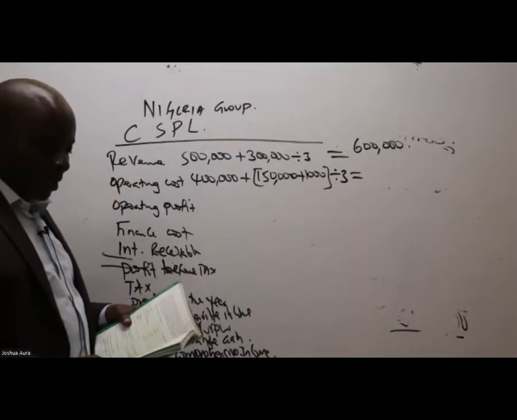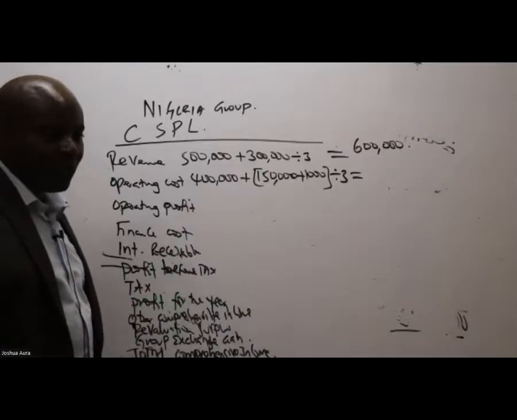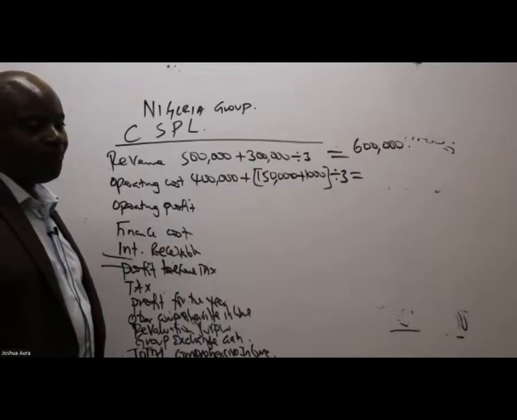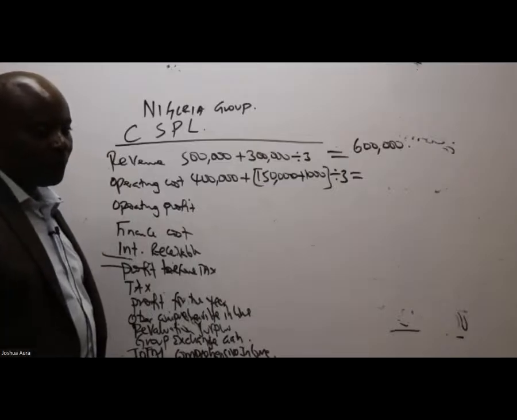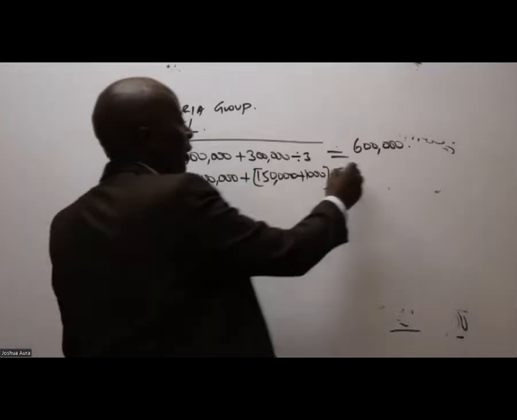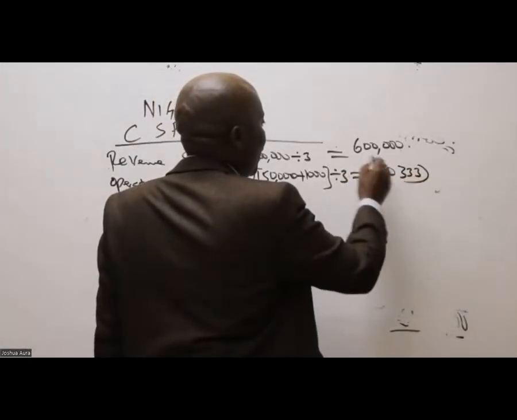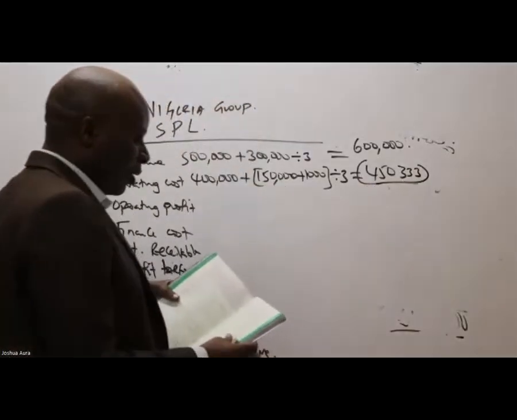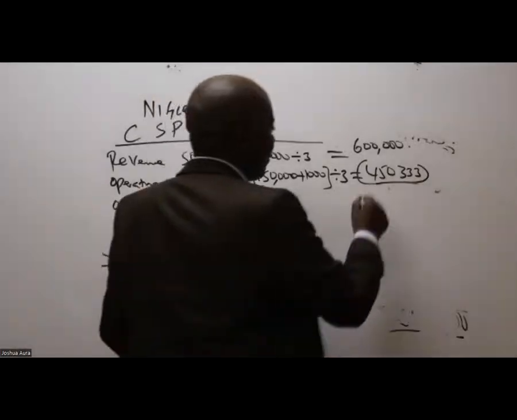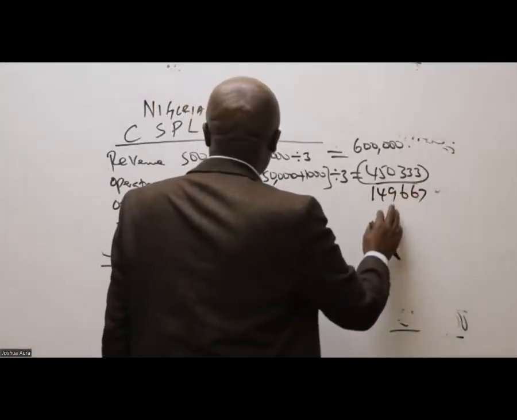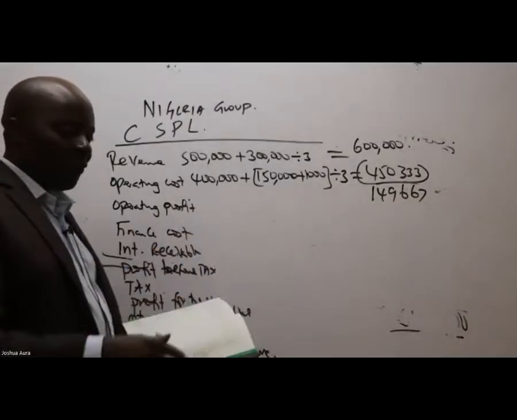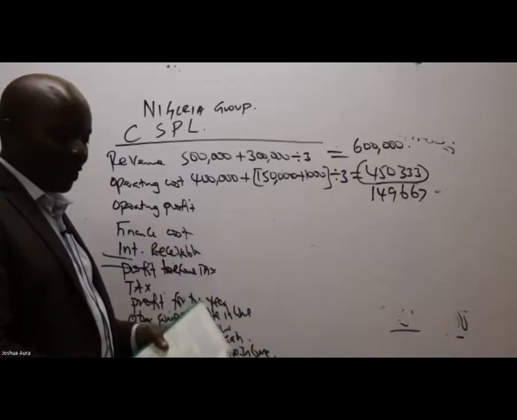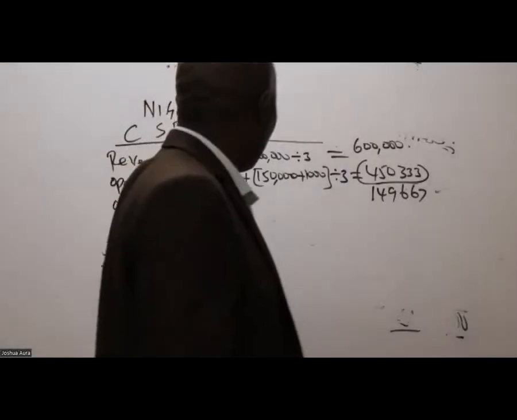Time is not on our side. Please hurry up. You have 450,333. If you subtract here, now we shall be able to get our operating profit of 149,667. Could you kindly confirm this operating profit? 149,667. Yes. So from there we go to the finance cost.